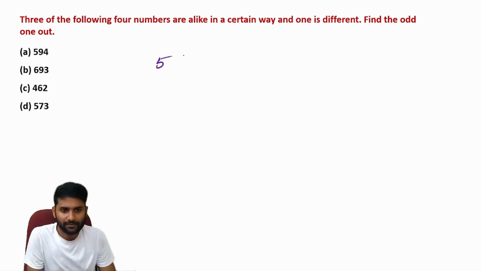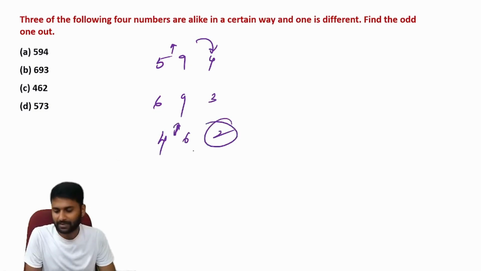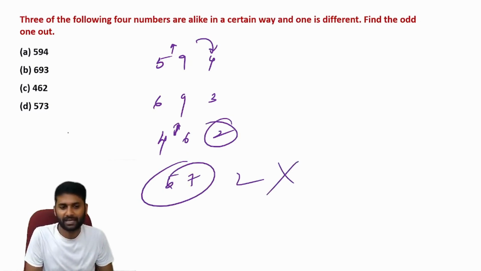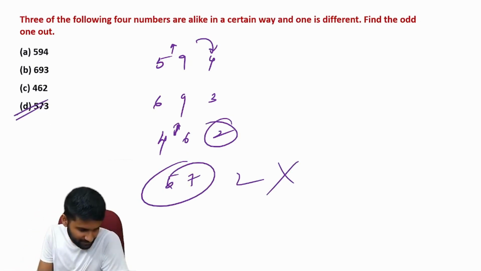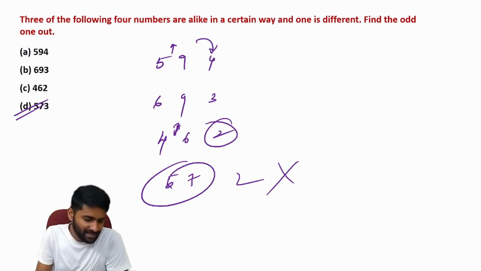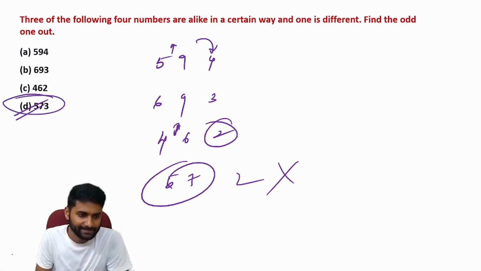If you observe the numbers, see 594. The difference between digit 1 and digit 2 is exactly equal to digit 3. Same with 693: 6, 9, difference is 3. 462: 4, 6, difference is 2. So the difference of these two numbers becomes 36. Now 573: 5, 7, difference must be 2 but they have given 3. That's why D is the odd one. Is it clear? So the difference is exactly equal to 36. That's why here the odd one out is D.